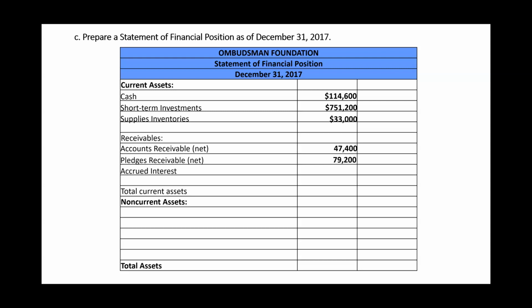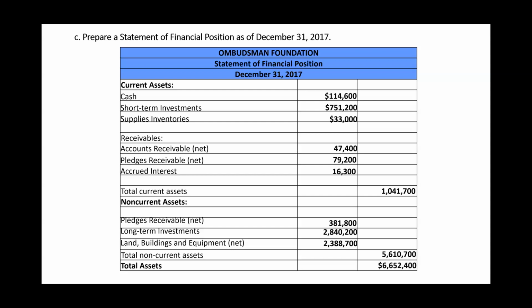Pledges receivable, that's something you're going to want to read through the text about. There are some oddities that occur with pledges. If I say that I'm providing you $100,000 when I die, and that goes in my will, does the organization get to claim that immediately, or do they have to wait till I actually die to claim that money in their revenue? So read through the text, it'll go over things like that. So accrued interest, and then total current assets, non-current assets, pledges receivable, long-term investments, and then PP&E. Total non-current assets, total assets. Now, that's a number. Circle that, write it down, remember it. We're going to need it later.